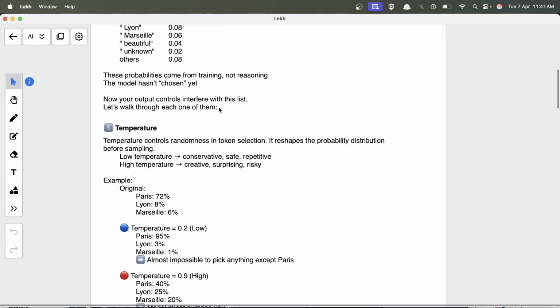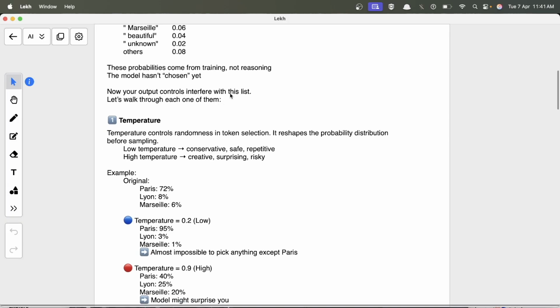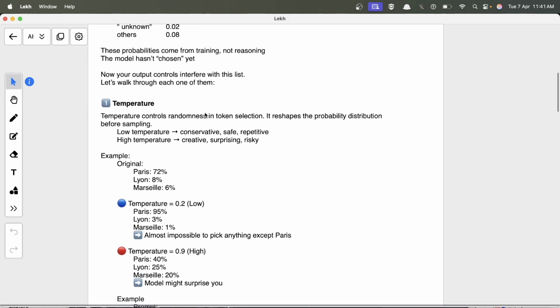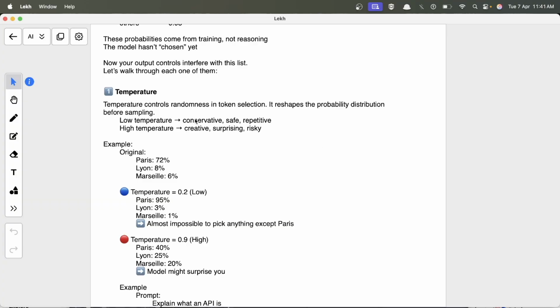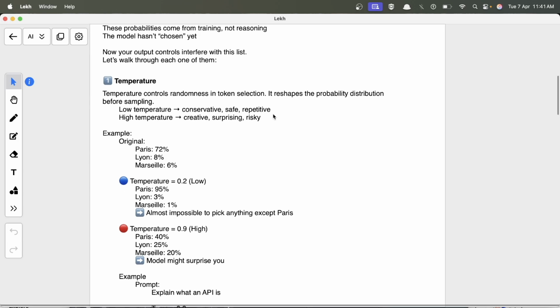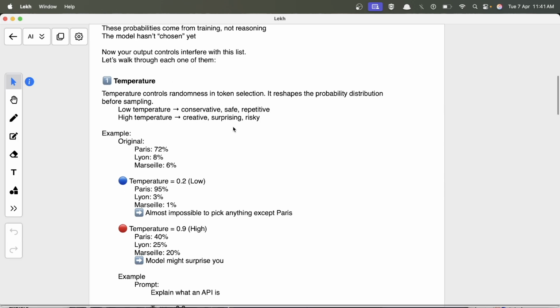So let's see all the parameters that affect this response one by one. The first one is temperature. Temperature is a parameter that controls randomness in a token selection. It reshapes the probability distribution before sampling. So a short summary is, when the temperature is too low, the model is safe, repetitive, and conservative. And high temperature makes it creative, surprising, and risky.